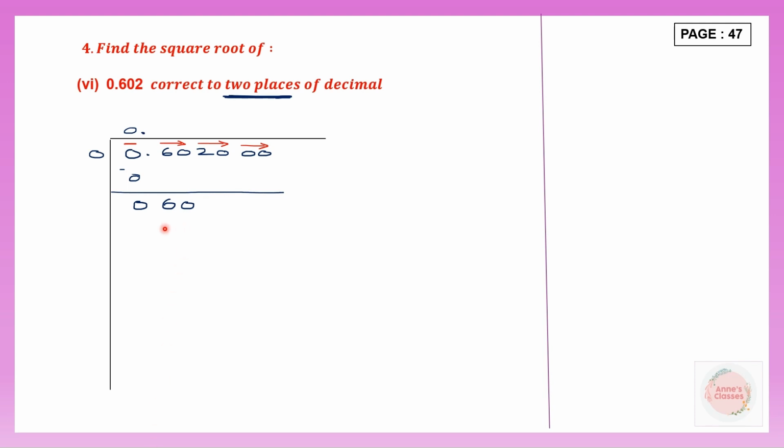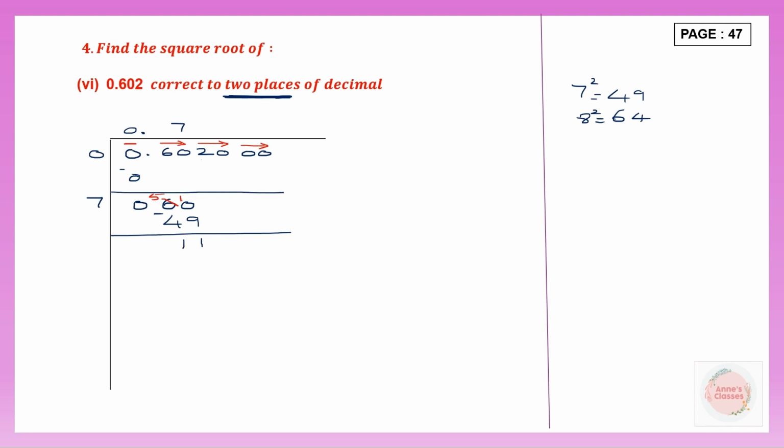Think of a number whose square is close to 60. Now 7 sevens are 49 and 8 eights are 64. So 7 square is 49, 8 square is 64. So we could write only 49, not 64. That means 7. So let's write 7 sevens are 49. Now we need to subtract. So let's subtract here. So this becomes 5 and this is 10. 10 minus 9 is 1. 5 minus 4 is 1.